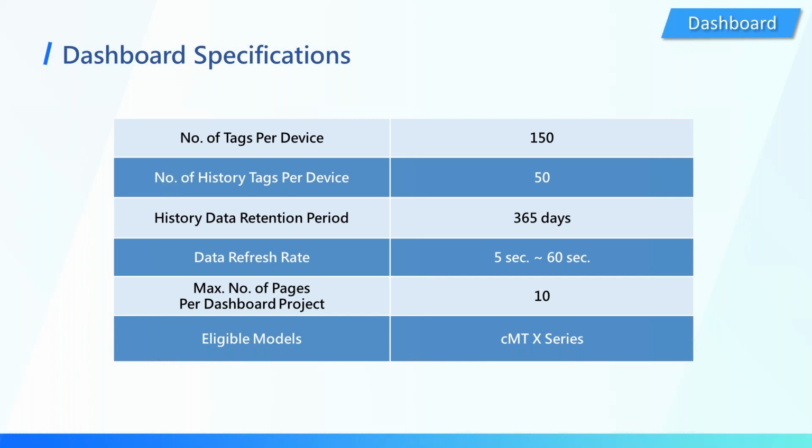Each HMI can send 150 tags to the dashboard, and among these 150 tags, you can choose 50 tags to be history tags. So these 50 tags can be saved in the dashboard, and the history data can be saved on our server for a year, 365 days. The data refresh rate, meaning how frequently you want your data updated on the dashboard, is between 5 seconds and 60 seconds. You can decide the rate by yourself.